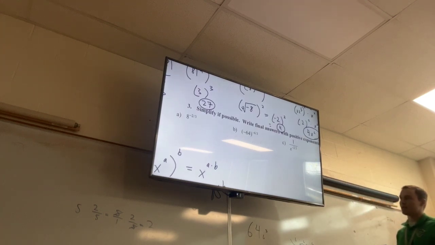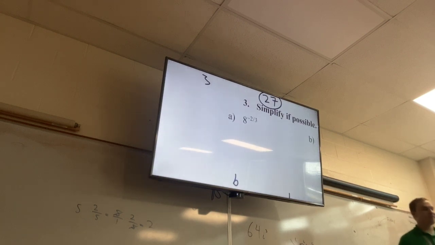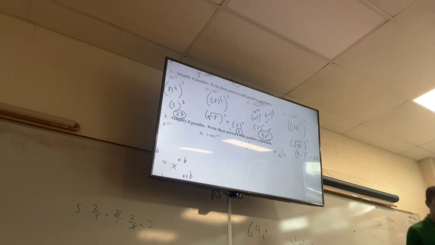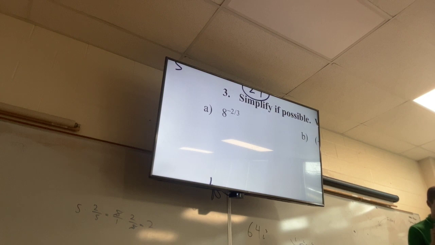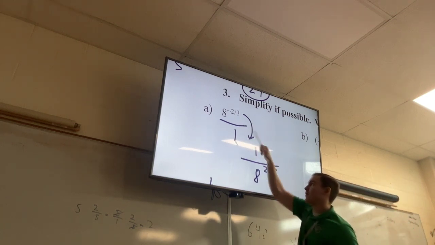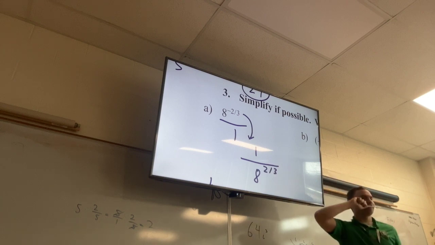All right, so let's do this one. This is just like what we did up here, except for what? The exponent is negative. How do we get rid of negative exponents? Flip it. So we're going to move that to the bottom. We get 1 over 8 to the 2/3. As long as I move my number to the other side of whatever fraction it's part of, I can make the exponent positive when I do that.